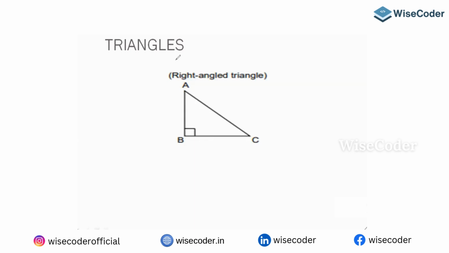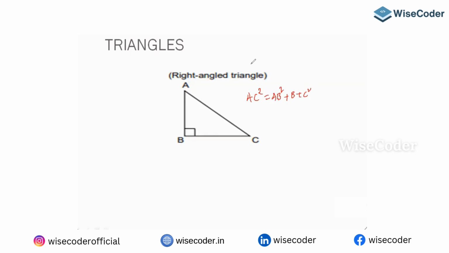In the right angle triangle, this is where your Pythagoras theorem comes into the picture. So AC square is equal to AB square plus BC square. So the square of the hypotenuse is equal to the sum of the squares of the other two sides. Okay, this is called your right angle triangle.